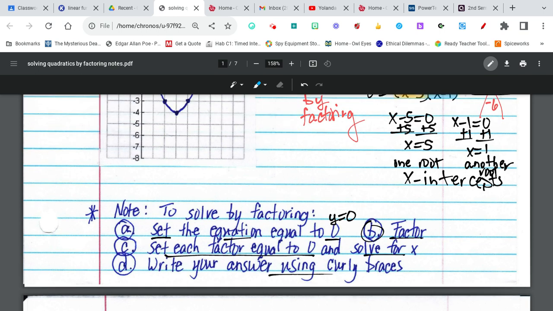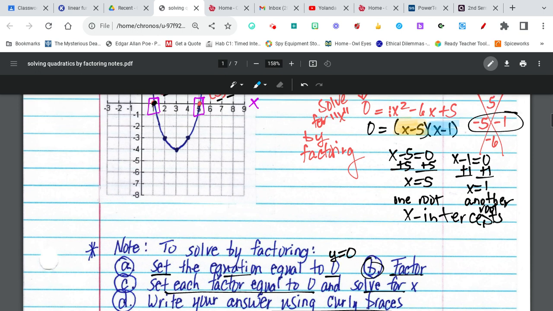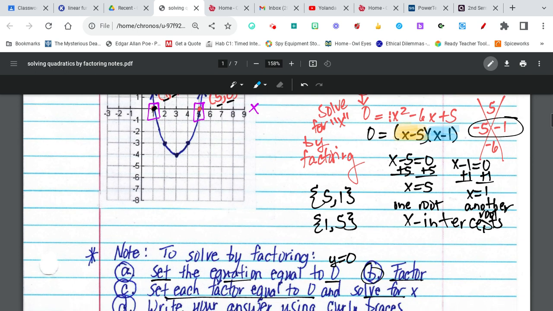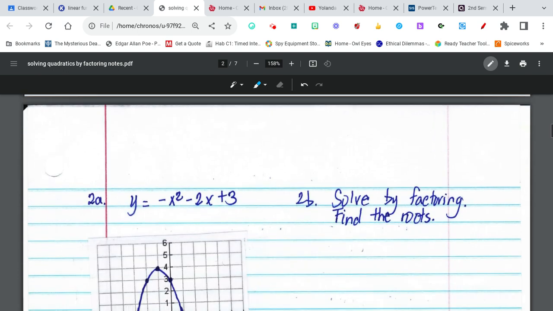All right, it says write your answers in curly braces, so you can write it like so. My x-intercepts are 5 and 1. You could have also written 1, 5. I don't care which one you put in there first. All right, so let's practice doing that, okay?